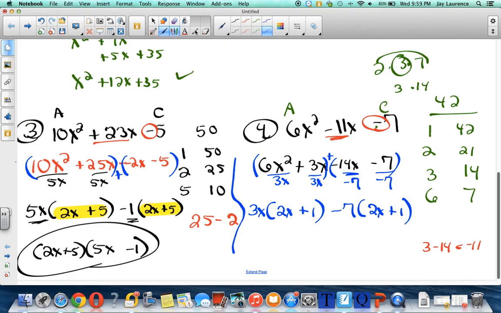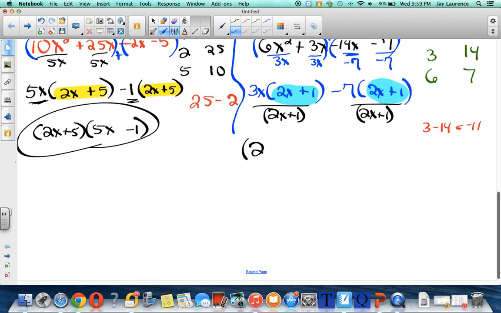Oh, look at that. Time for highlighters. So I've got this 2x plus 1, and this 2x plus 1 is the common factor. So I will factor it out. A 2x plus 1 as a quantity, and a 2x plus 1 as a quantity. So I'll get the quantity of 2x plus 1 multiplied by 3x minus 7. And there you go. Hopefully this is getting a little bit easier.